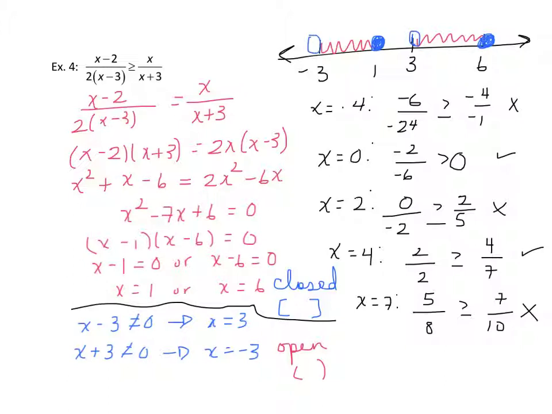So as I write my interval for the solution, my solution is open on negative 3 to 1, closed, union, open on 3 to 6, closed. This is our final solution, and I hope this has been helpful.